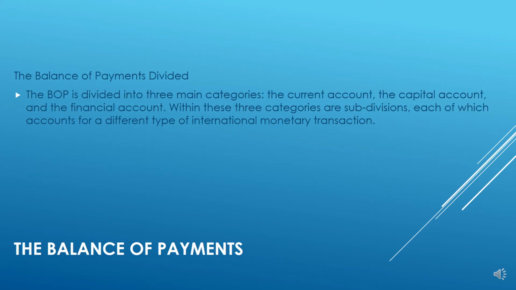How does the balance of payments get divided? If we see, it is divided into three main parts: the current account, the capital account, and the financial account. Within these three categories, there are certain subdivisions, each of which accounts for a different type of international monetary transaction.